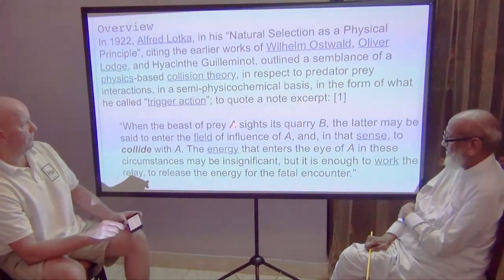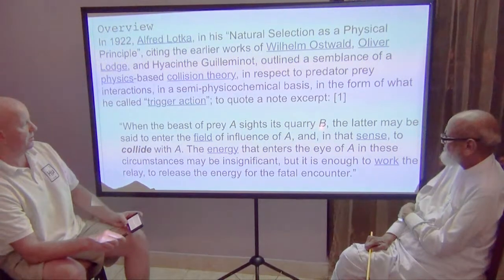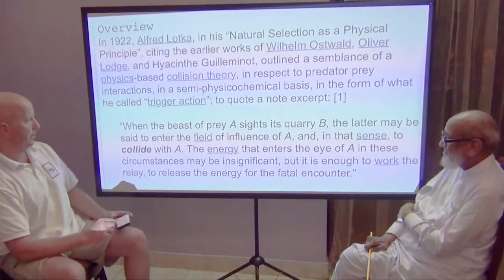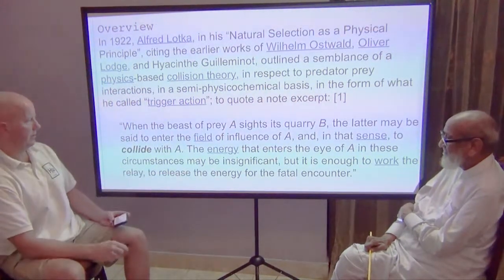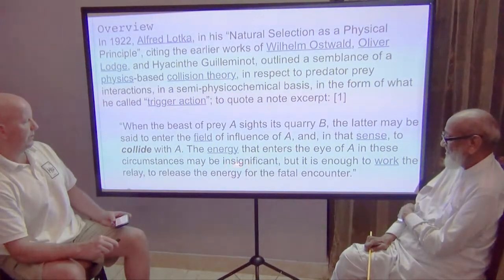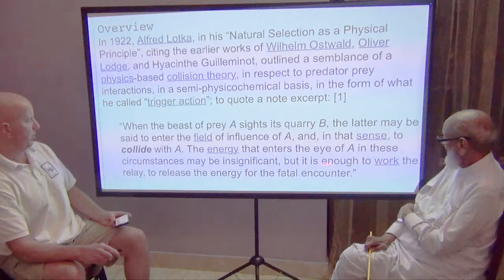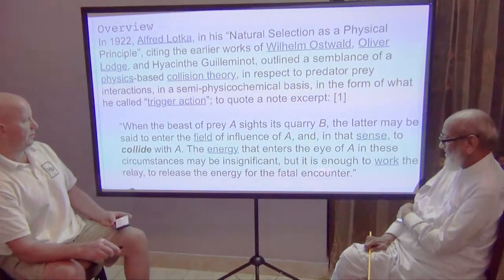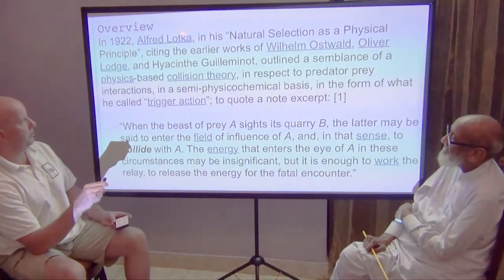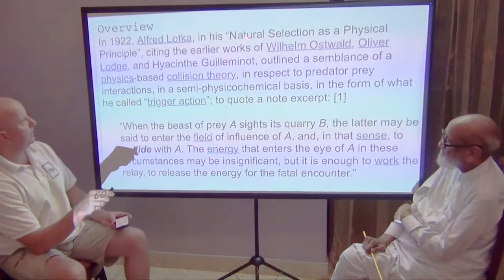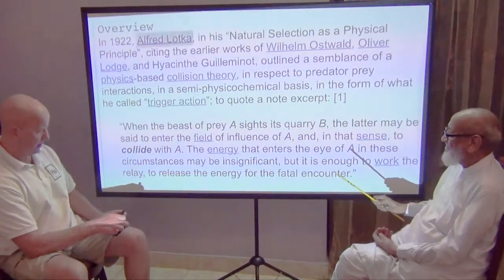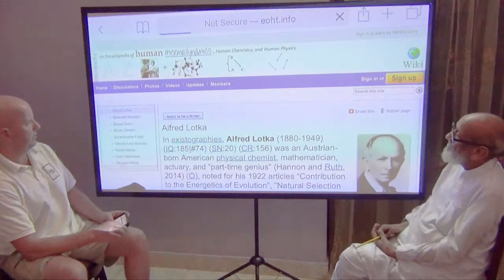So when a wolf sights a squirrel or a chicken, they're running towards each other and they collide, and it creates the energy to get over the activation energy barrier. The energy that enters the eye of A in these circumstances may be insignificant, but it is enough to work the relay to release the energy for the fatal encounter. So he's using social collision theory like you're using, but in 1922, in his natural selection as a physical principle. And Alfred Lotka is social Newton number 20.